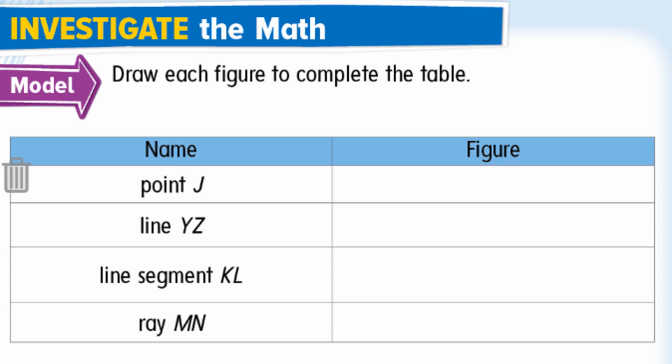Okay, let's correct. Point J would be a point with a J next to it. A Skittle with a J next to it, right? Line YZ is, here's an example with arrows at both ends because it goes on in both directions, with 2 points right on the line. Line segment, that's the one you have to remember that has an endpoint at both ends. And finally, ray has only one endpoint and one arrow that shows it goes on and on.